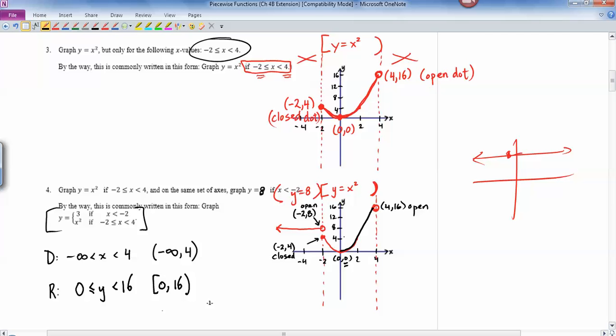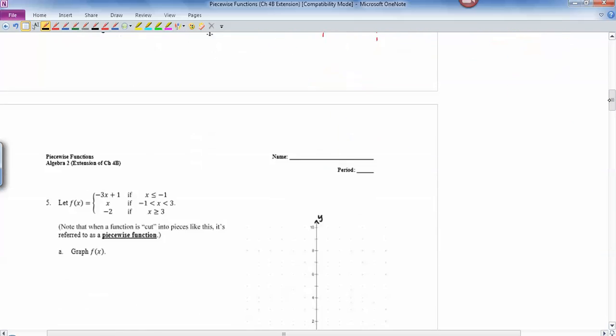Okay, and the reason it's called a piecewise function is because it's a function that's defined in separate pieces. In this case, there are two pieces. The y equals 3 for everything to the left of negative 2, and y equals x squared for everything in that middle region right there. Okay, so let's take a look at the next page here, and we'll do that one example, which is what we did in class.